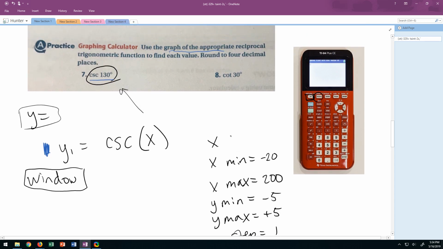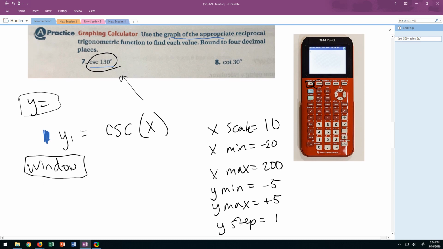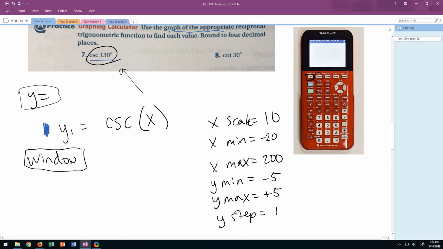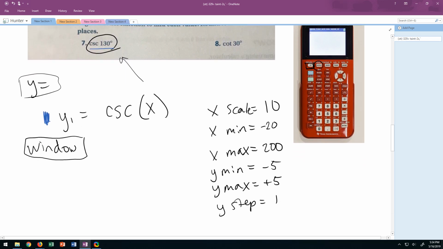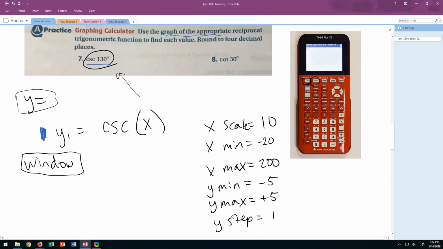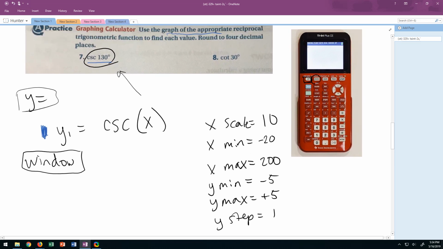And our x scale, we can have that equal to 10 or 20. I think 10 will be fine. Okay. Nothing that I recall is nothing more that we need to mess with in the window editor. So now all we've got to do is hit the graph button, and it should graph it for us.